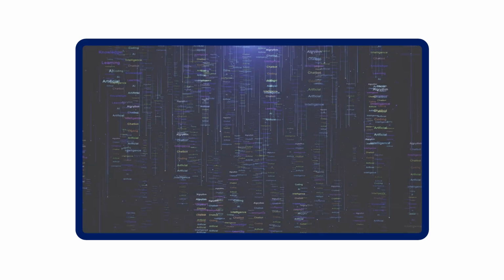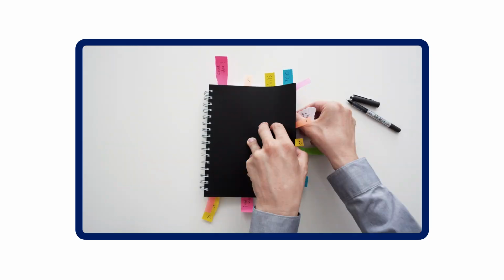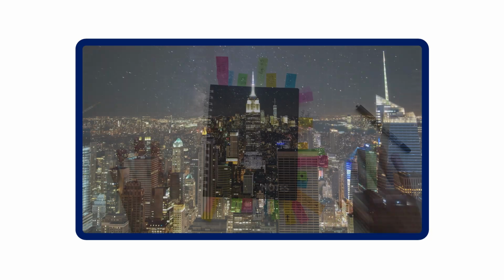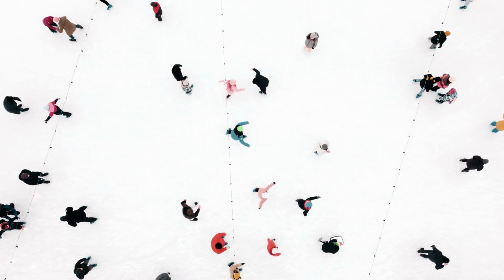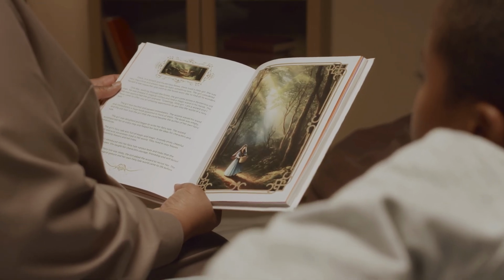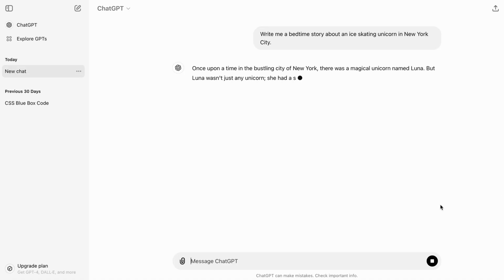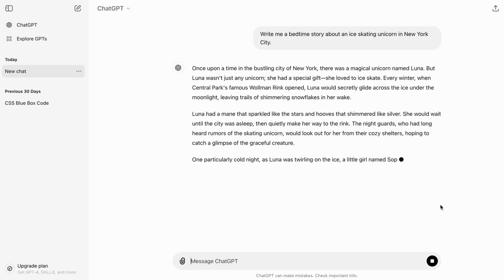The model will also pull in information it knows about each word, including real-world knowledge and what it knows about each word in context. New York City is a bustling city with lots of tall buildings and lights. A common place to ice skate in New York City is Rockefeller Center. Bedtime stories are often short, include simple language, and have a happy ending. So, based on all these connections, it will generate a new bedtime story that is similar in some ways to training data.